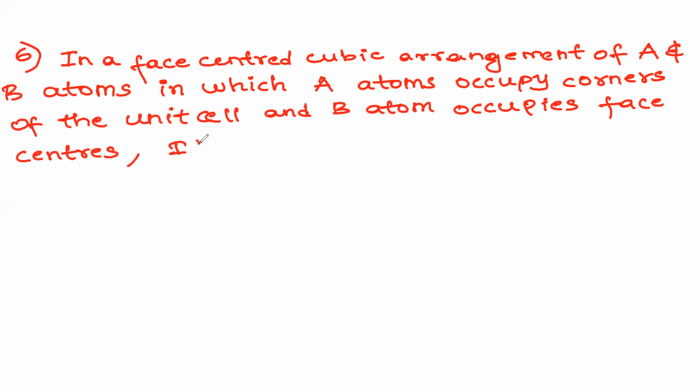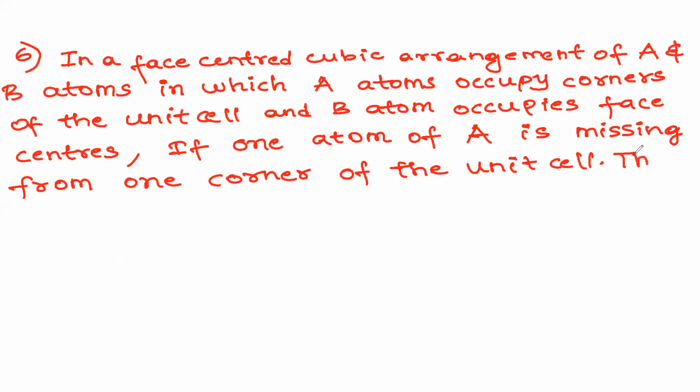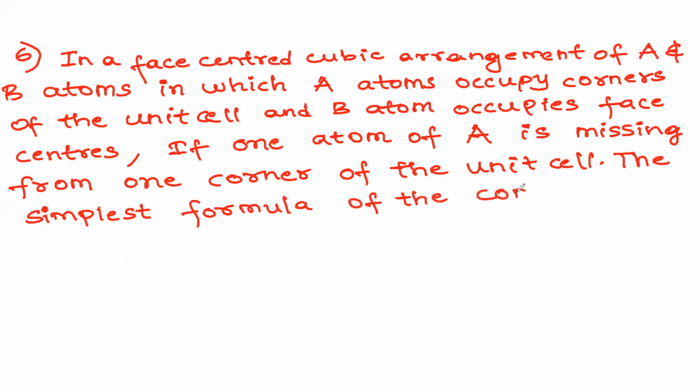if one atom of A is missing from one corner of the unit cell, the simplest formula of the compound is?